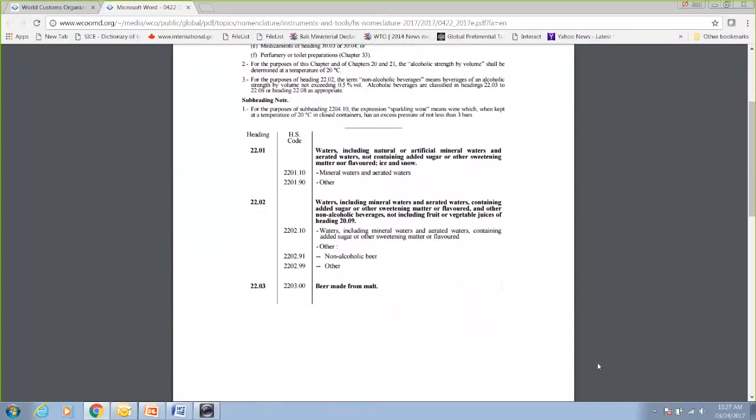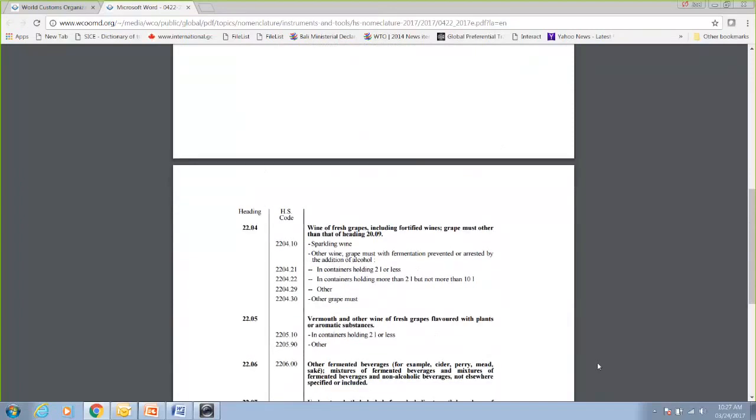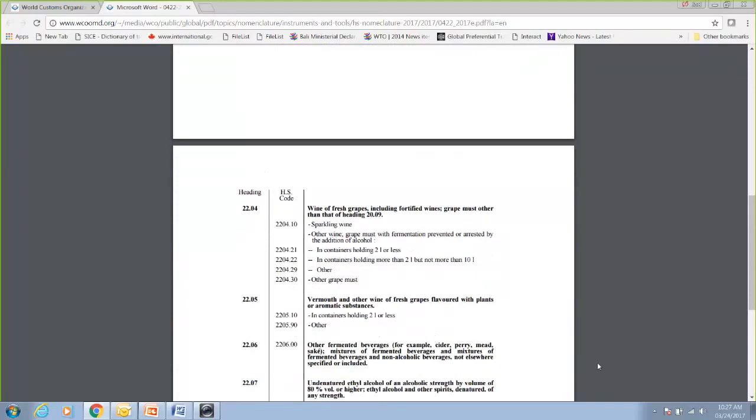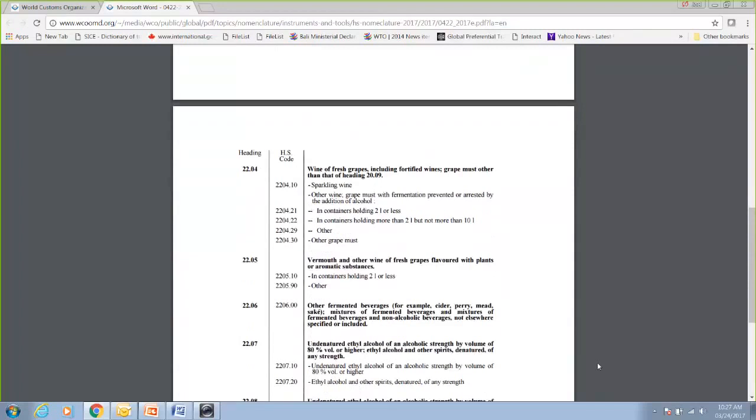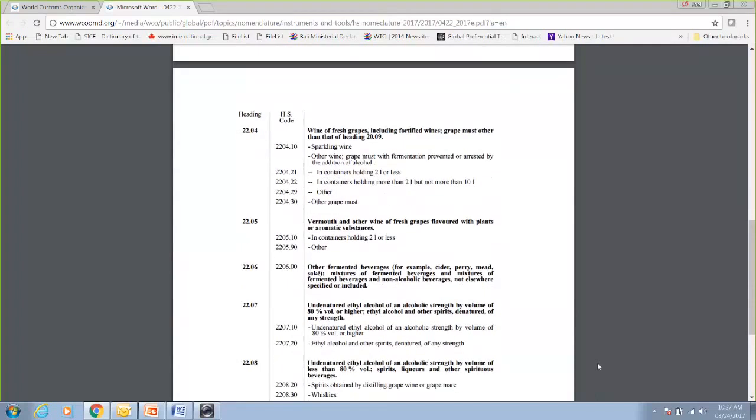Beer made from malt is in 2203. Wine of fresh grapes is in 2204. Vermouth and other wine of fresh grapes is in 2205. In 2206, you have other fermented beverages. Undenatured ethyl alcohol of a very high strength is in 2207.